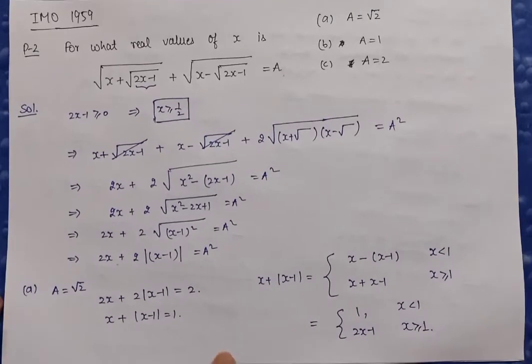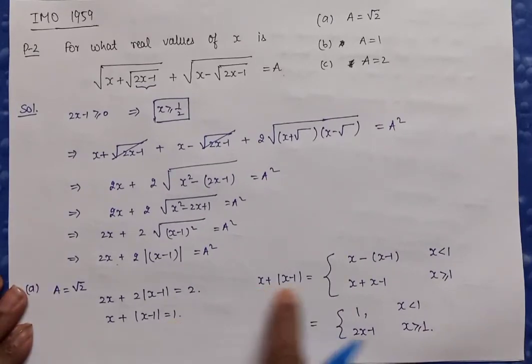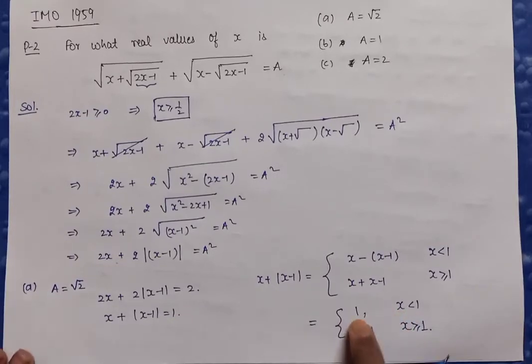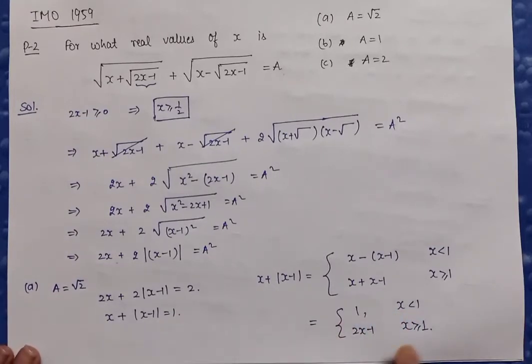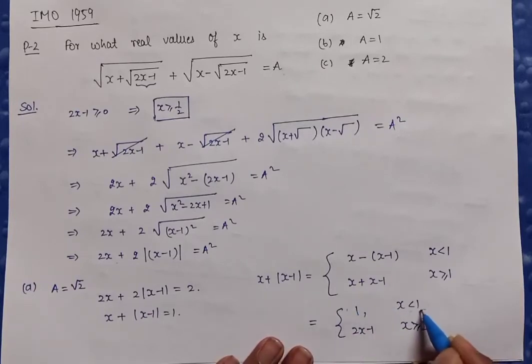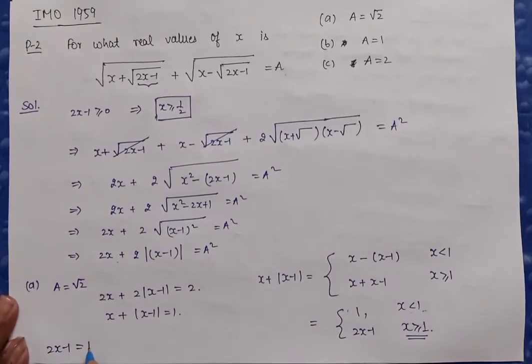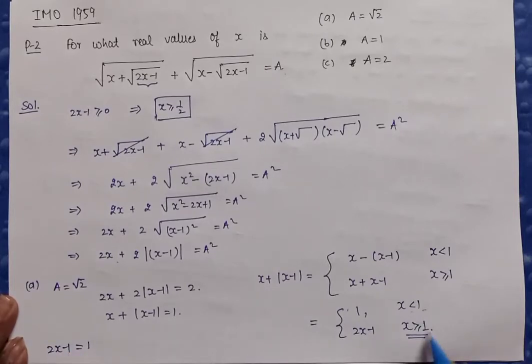Now we have to check for the values where this quantity turns out to be 1. For all values less than 1, it takes the value 1, so in this segment we are getting all the real values, that is x less than 1. In the segment x greater than or equal to 1, we check 2x minus 1 equals 1. Are we getting any solution in this set?